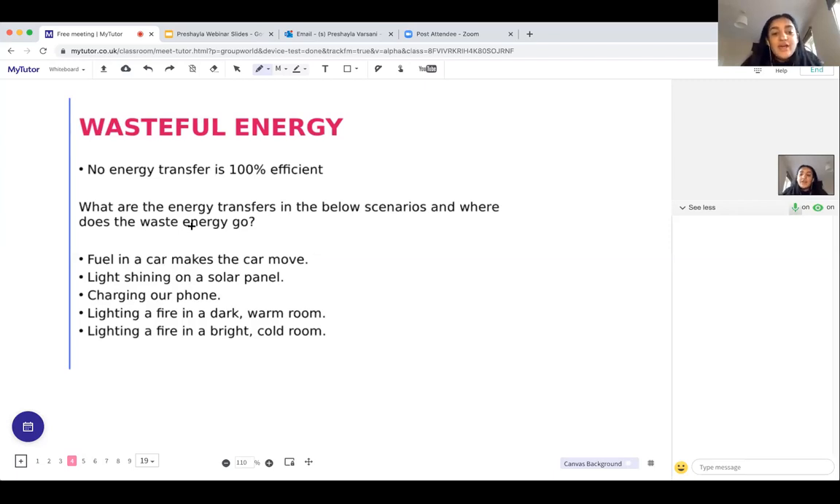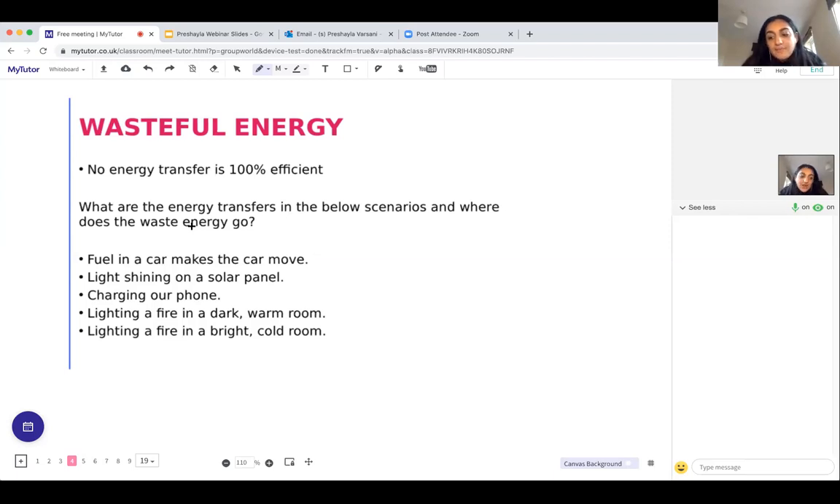Same thing with a light shining on a solar panel. We have light energy coming from the sun, which goes to electrical energy to power our houses. However, some of that light energy is just going to be wasted. It's going to heat up the solar panel. That's not helpful to us.